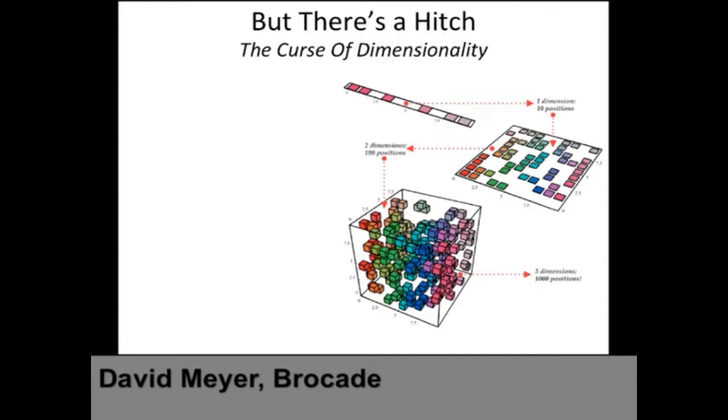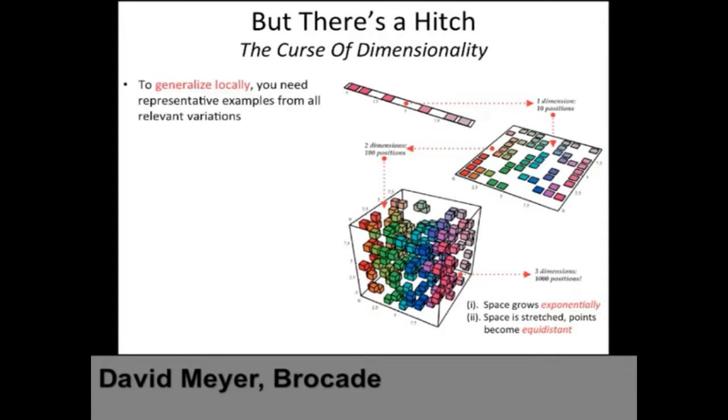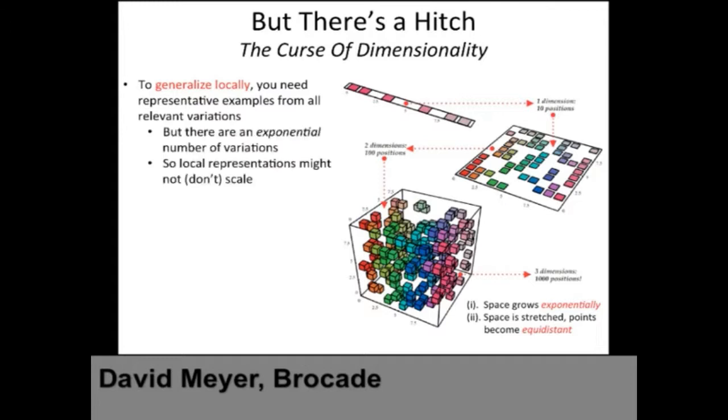And so the space is growing exponentially, but there's this other problem too, which is that things get stretched further and further apart, so that everything's kind of equally far apart in very high dimensions. So you can't use things like, oh, this is further apart than that, a Euclidean distance thing, because it just doesn't work anymore. So if you need to have examples from everything in your space, then there's going to be an exponential number of them, and you're kind of screwed. And so these kinds of representations won't scale and won't get us what we want.